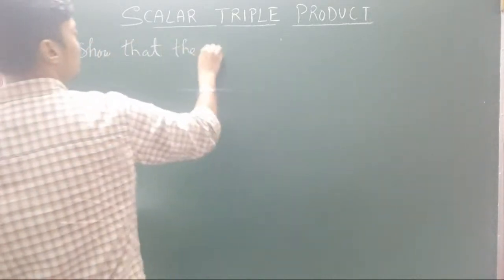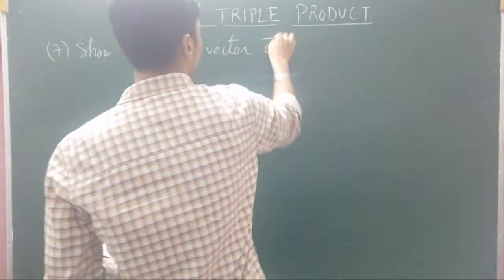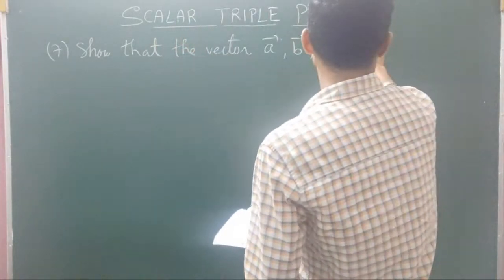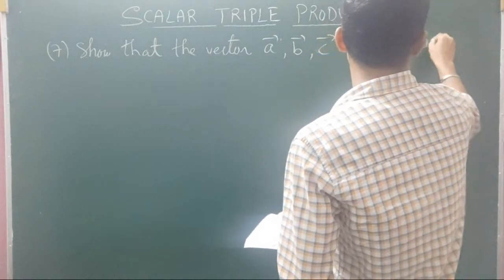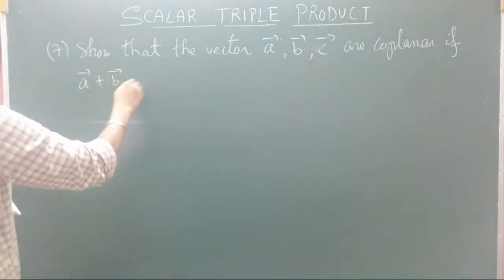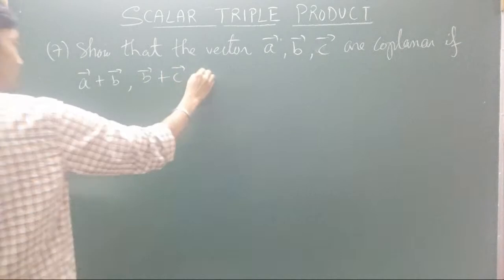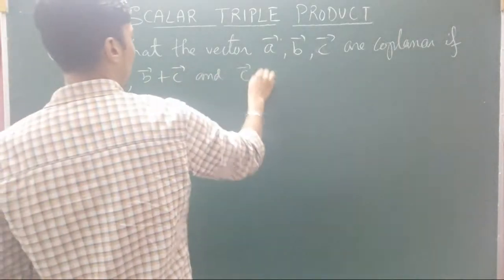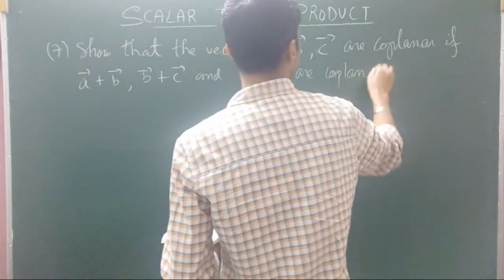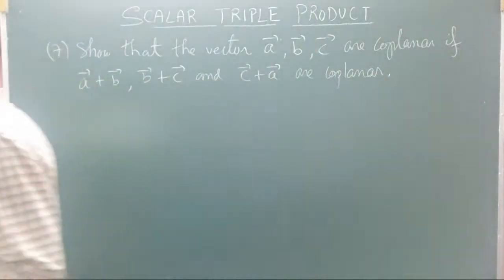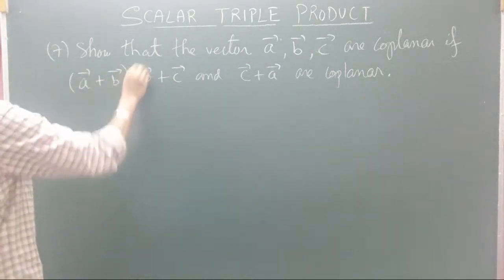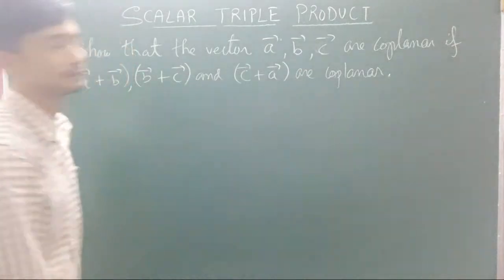the vectors. Last question, be with me, I hope all of you are there. Show that the vectors A, B, C are coplanar if, you can see it is very cyclic, the vectors A plus B, B plus C, C plus A are coplanar.